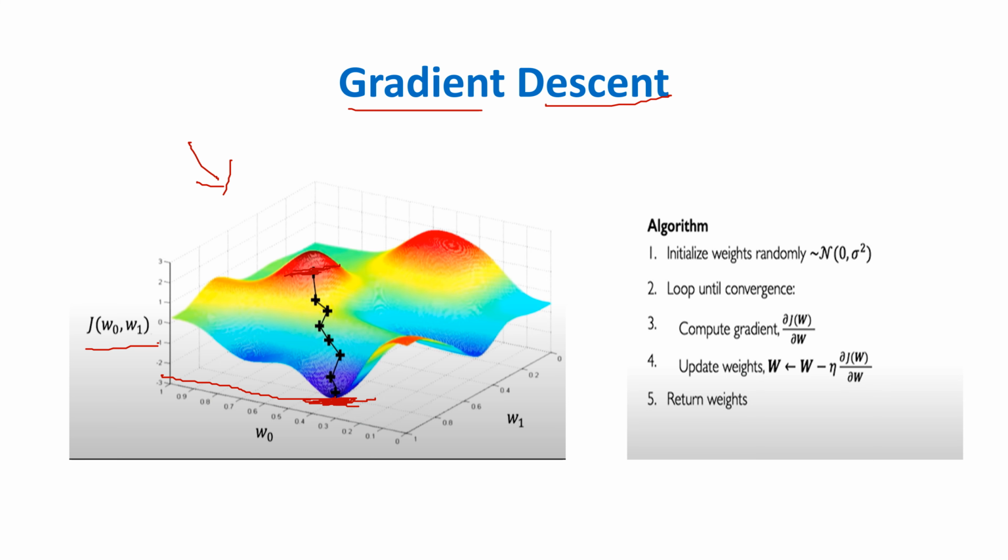Initially, we randomly take a guess. We close our eyes and guess a value that might be bad. That's okay. Then we compute the gradient. So this step that we take is the gradient, right? We take the partial derivative of that weight with respect to this cost function, and we will update the weight.